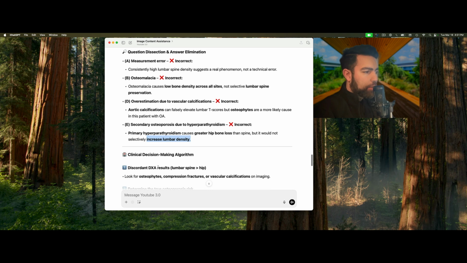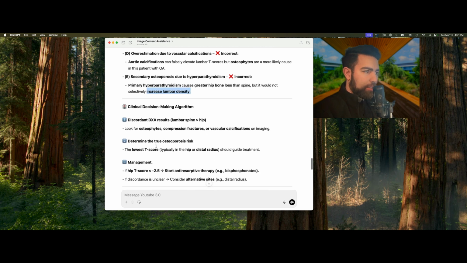So when you go through the clinical decision making for discordant DEXA results, lumbar spine more than hip, look for the osteophytes, maybe look for compression fractures, and if it was in the T-spine, look for vascular calcifications, and that could be throwing your test off. Determine the true osteoporosis risk.